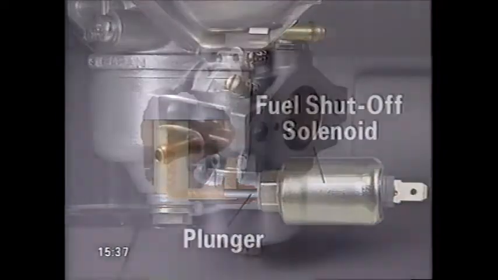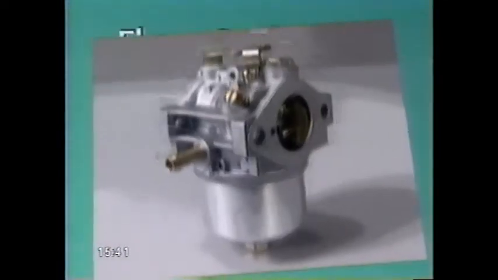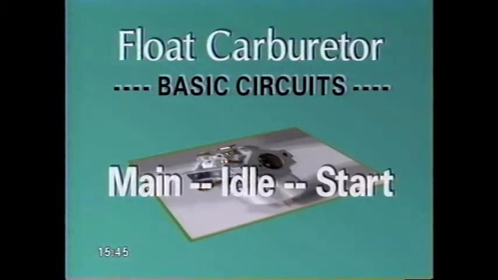Now that we've covered the basic elements of the float carburetor, let's take a look at the principles of operation of the main circuit, idle circuit, and start circuit. As you will soon see, they are virtually identical to those of the pulse, but there are differences that we will point out to you. First, the main circuit.